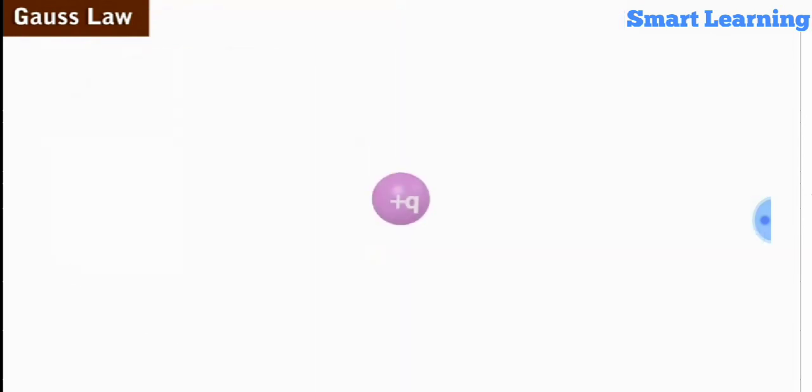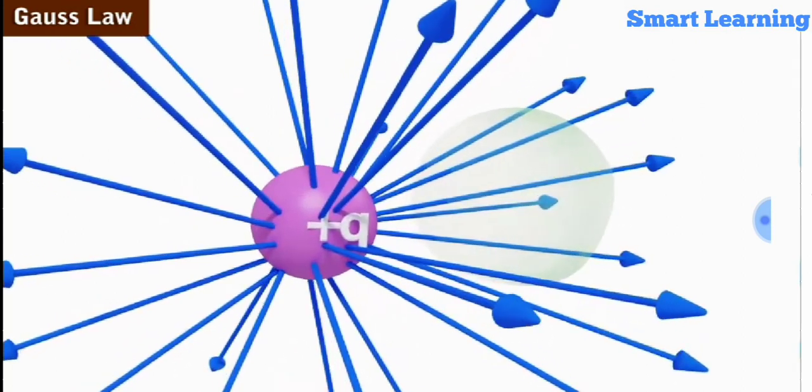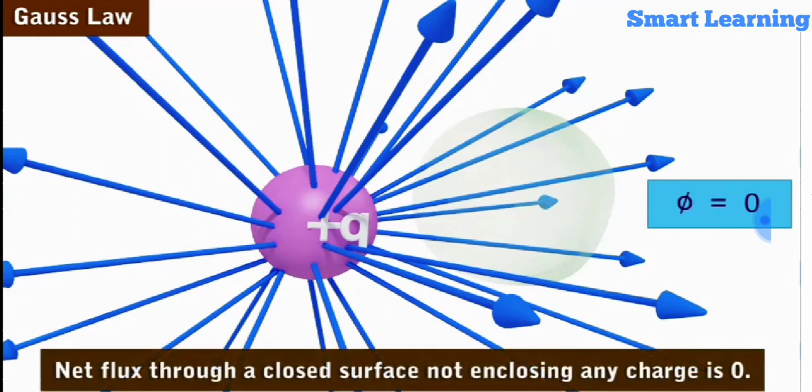Now, consider a point charge Q placed outside a closed surface. Here, we see that the number of field lines entering the closed area is equal to the number of field lines leaving it. Therefore, the net electric flux through the closed surface is 0, and it is important to note that the Gaussian surface, which is the closed surface, was not enclosing the point charge. In other words, the net flux through a closed surface not enclosing any charge is 0.